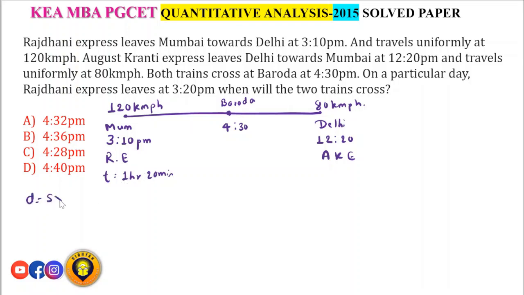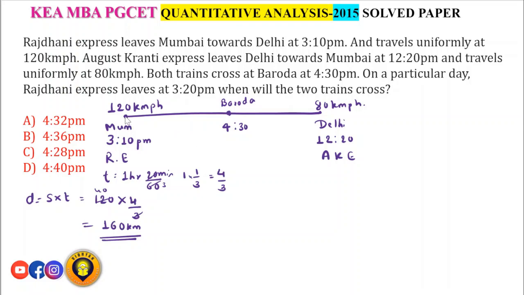Therefore, what is the distance covered by this train? Distance is nothing but speed into time. You know the speed of the train is 120 km per hour. Time taken, 1 hour 20 minutes. Convert this 20 minutes into hours. That is 20 upon 60, which is 1 by 3. So if you convert it into an improper fraction, 3 ones are 3 plus 1, 4 by 3 hours you will get. So 4 by 3 hours means, 40 into 4, 160 km is the distance traveled by Rajdhani Express.